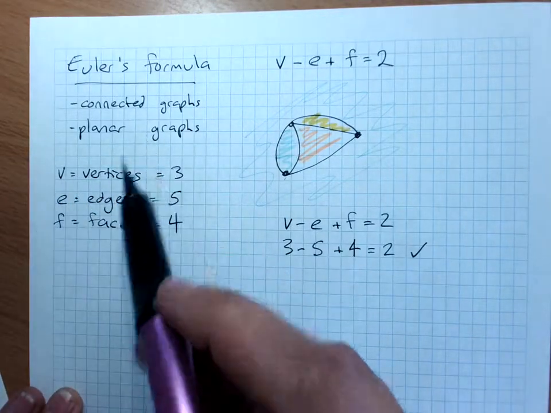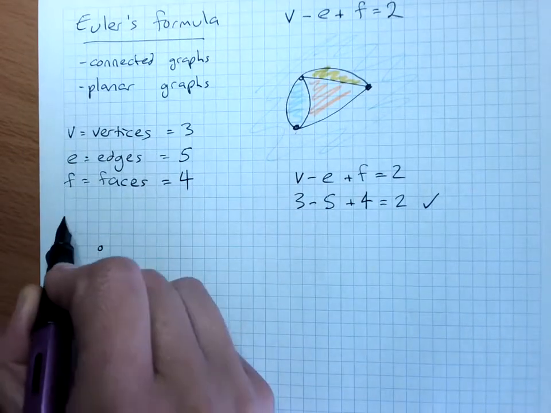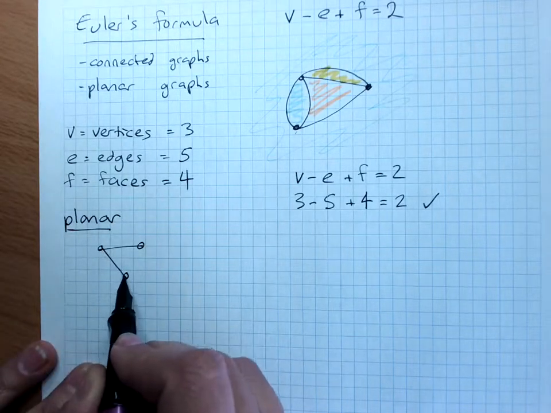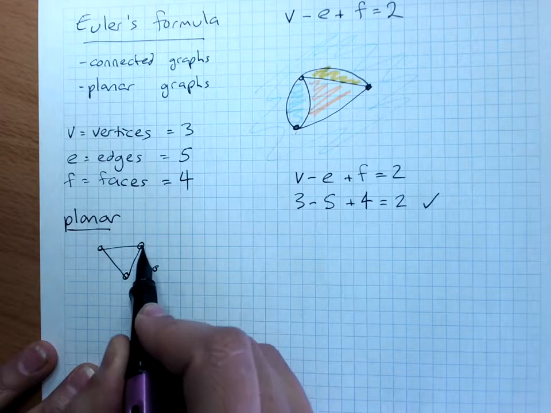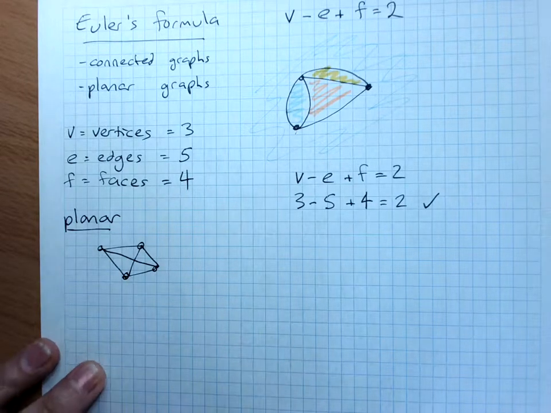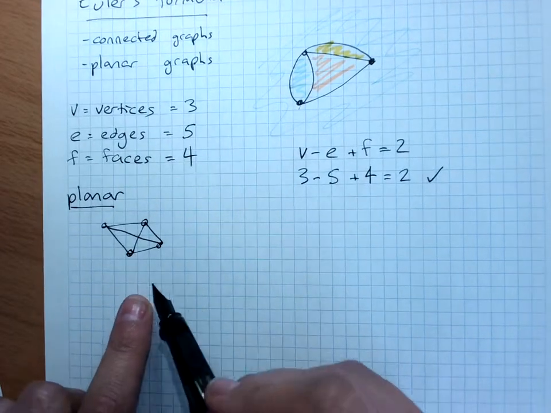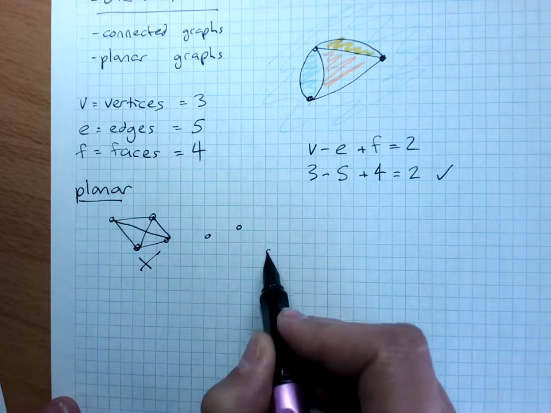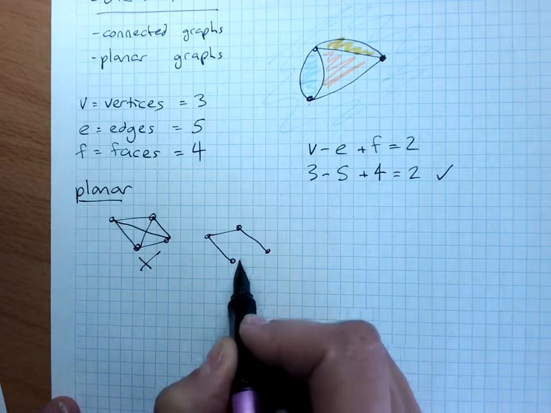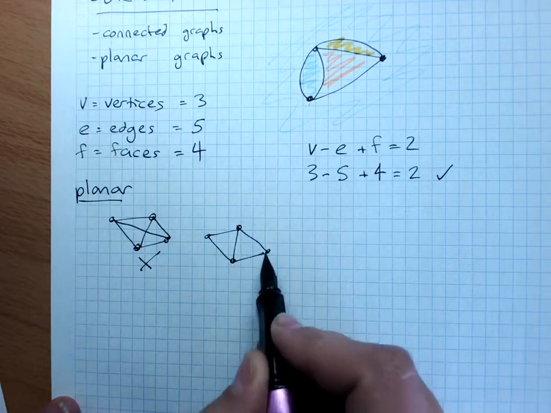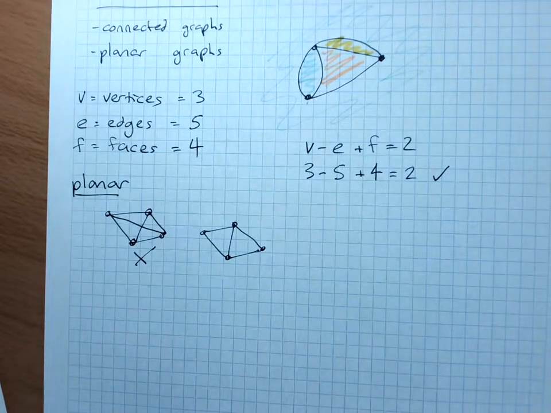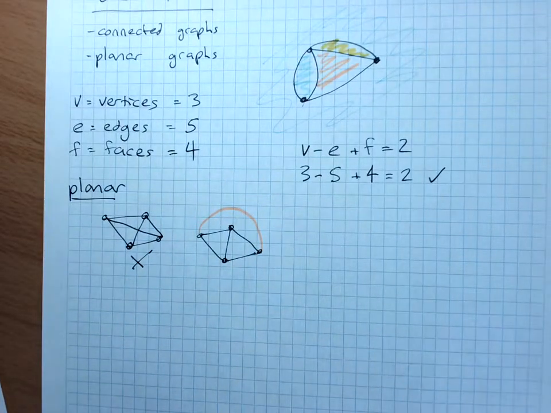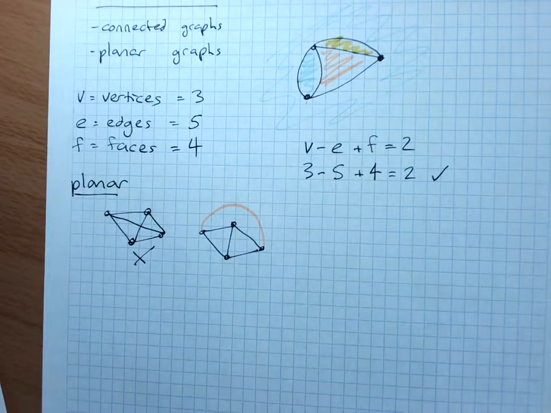While we're talking about planar graphs, I might get really tricky and ask you to redraw a non-planar graph as planar. All I would need to do for this one is leave almost all of the edges in place, pick up one of the crossing edges and take it round the outside. And that's now a planar graph.